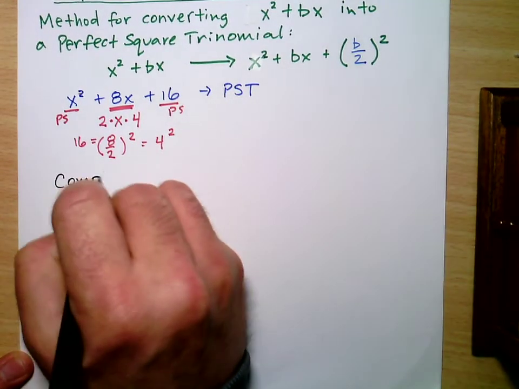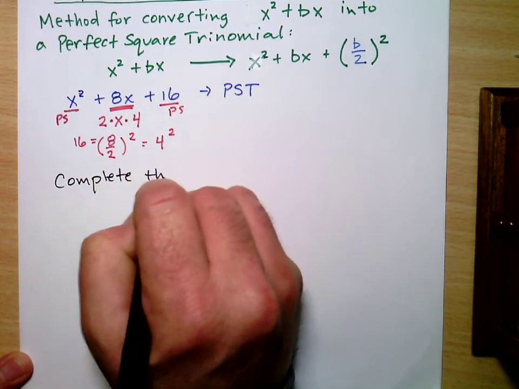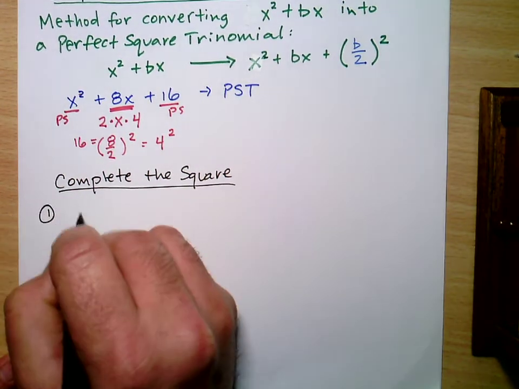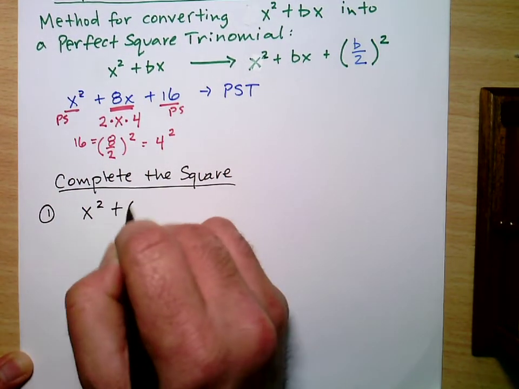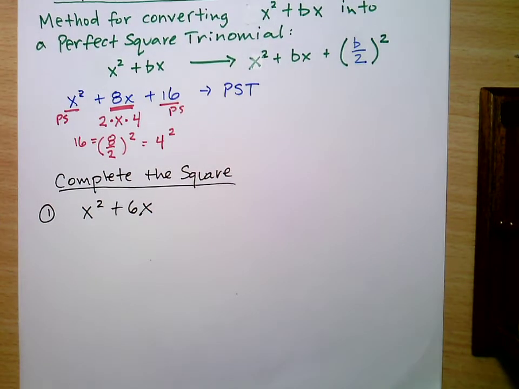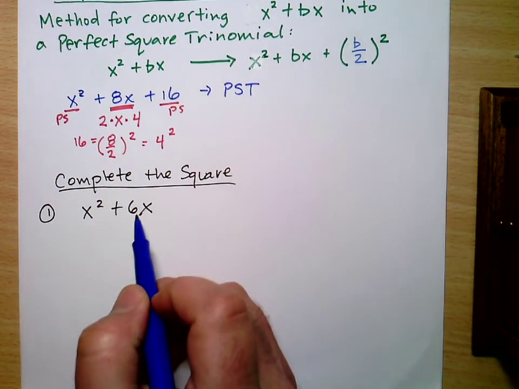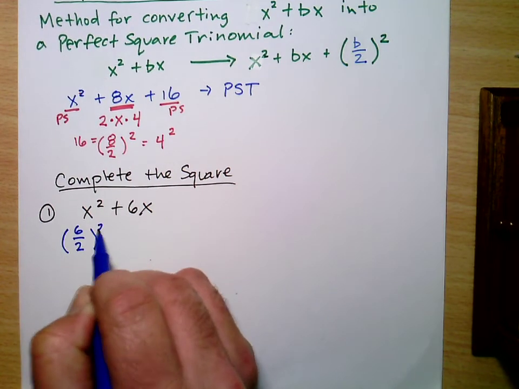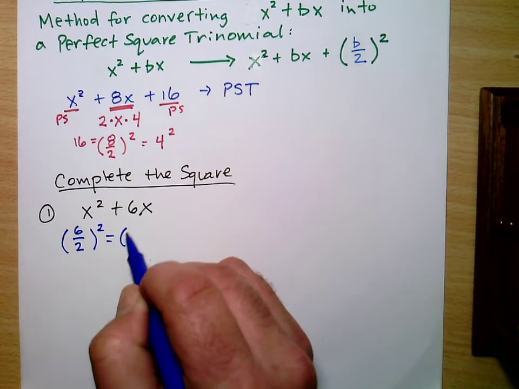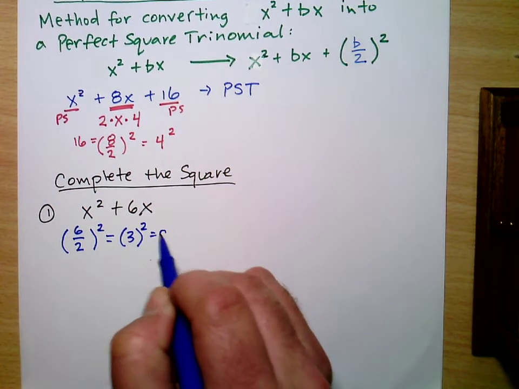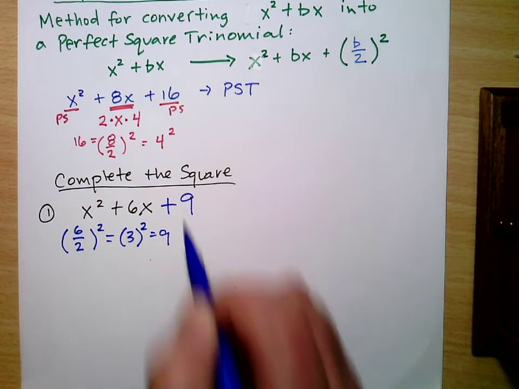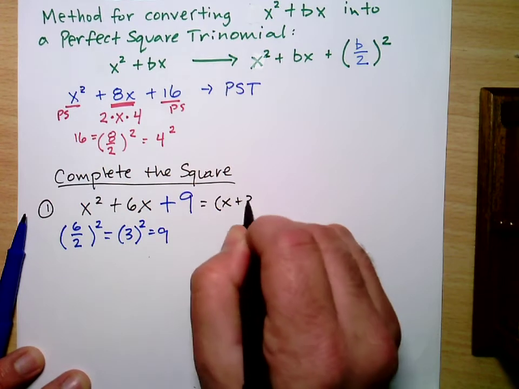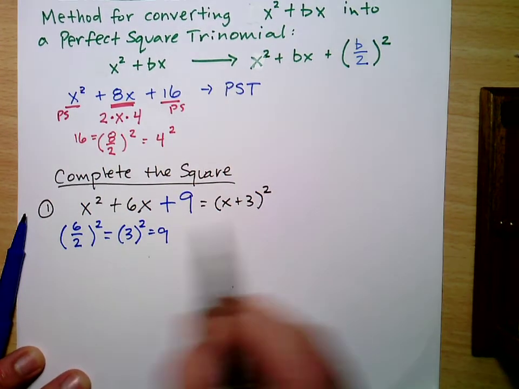We're just going to complete the square on each of these. Number 1, complete the square on x squared plus 6x. I need to add something in here. I'm going to take 6, divide it by 2, and square it. 6 divided by 2 is 3, and 3 squared is 9, so this is plus 9. And that would equal what? X plus 3 squared.